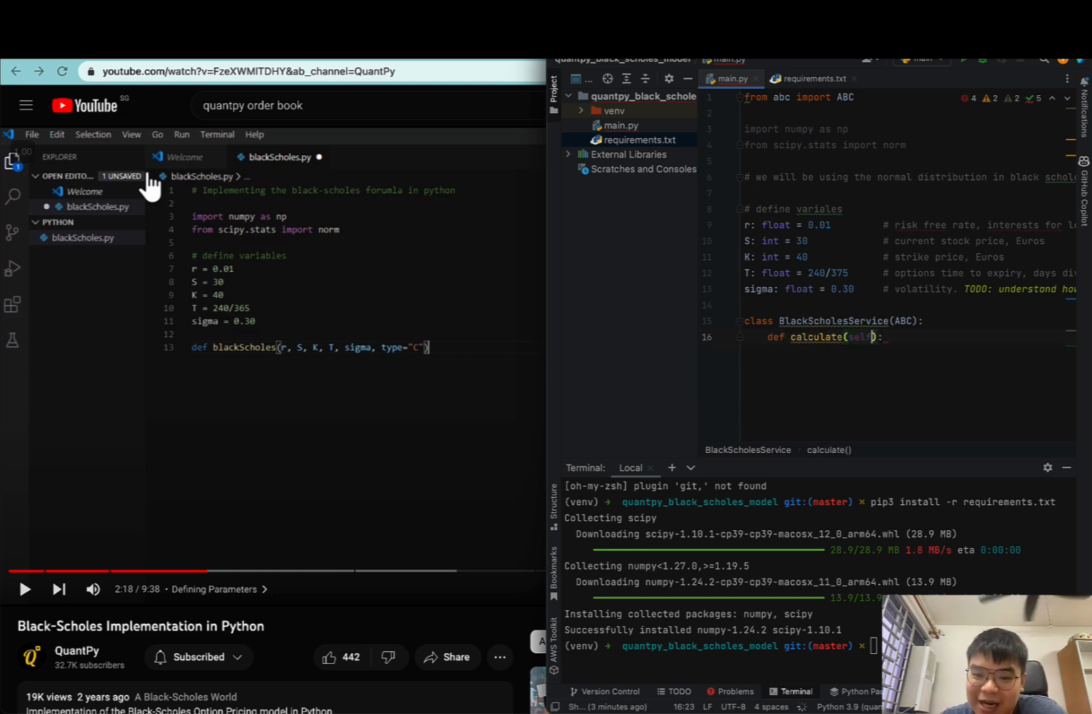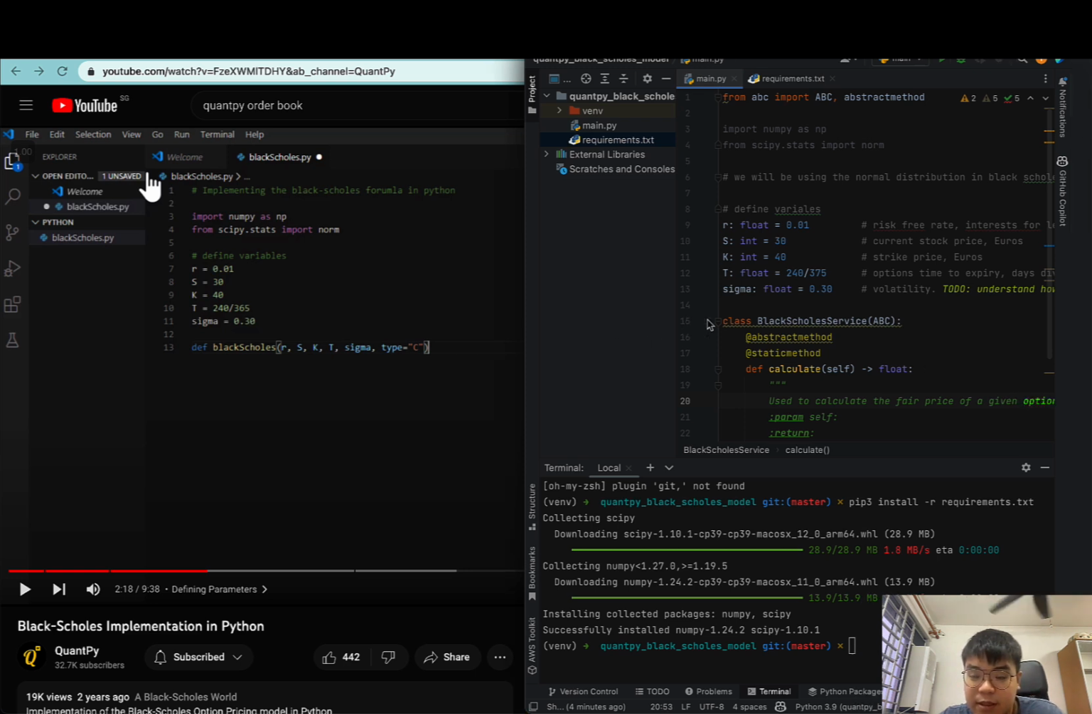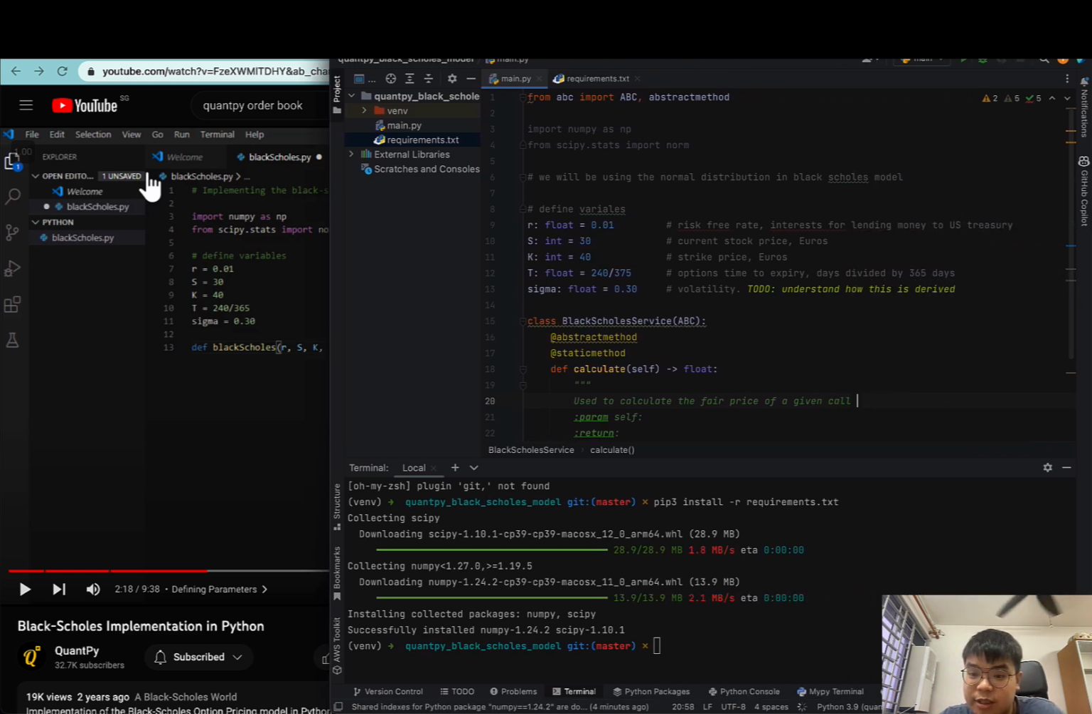So I'm currently defining a calculate method. Abstract method, static method, abstract method. Okay. So in this case, this calculate method is used to calculate the Black-Scholes model. So in this case, it's to calculate the price of a given European call option. So used to calculate the fair price of a given, let me increase this, call option.